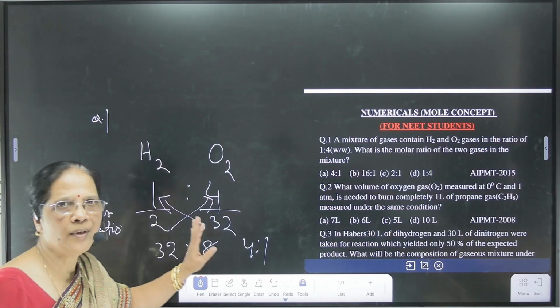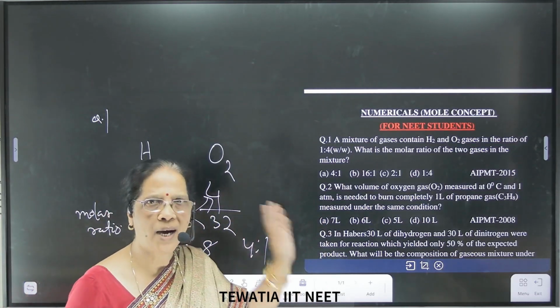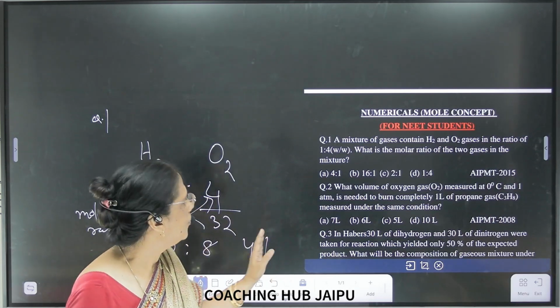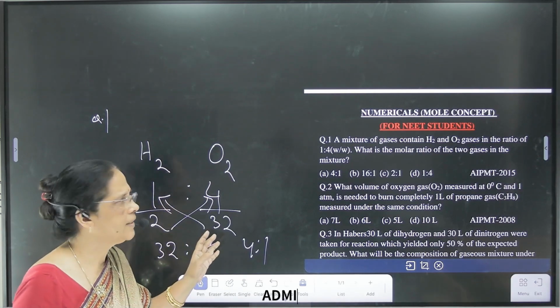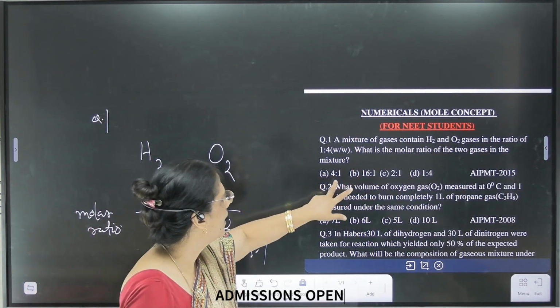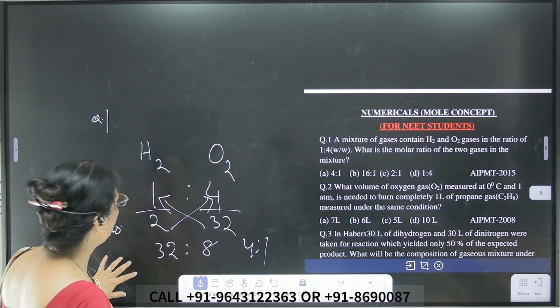It is very simple. First, it is given in the ratio of mass. We are then converting it into the ratio of moles. Then the molar ratio has been asked and the answer is 4:1. Then question number 2, let us see.